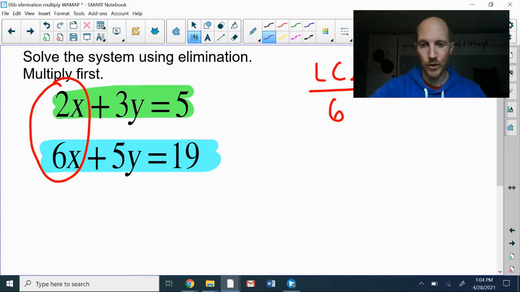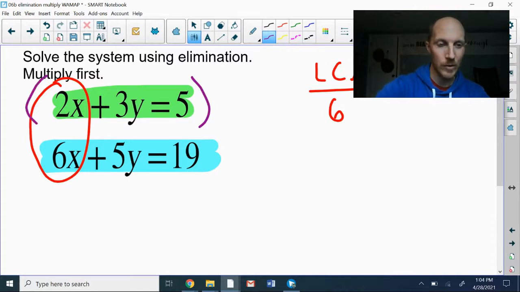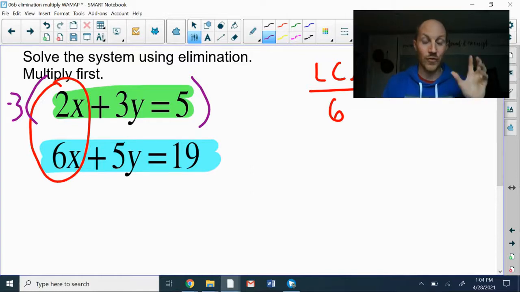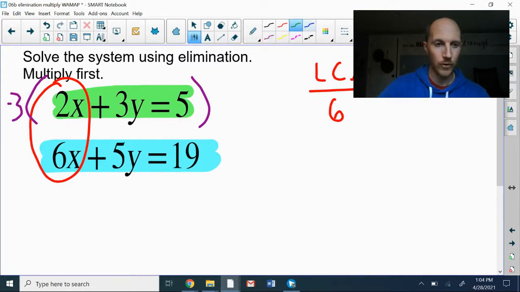So I'm going to leave the blue equation alone. It's already 6x. The green equation I will need to change. What do I need to multiply 2 by to get a coefficient of 6? And actually, I don't even want it to be 6. I'd rather it be negative 6 because, like I said, I want one equation to be positive 6x and the other to be negative 6x. Okay, well, I would need to multiply this top equation times negative 3. That will give me my x coefficient of negative 6. That's what I want.